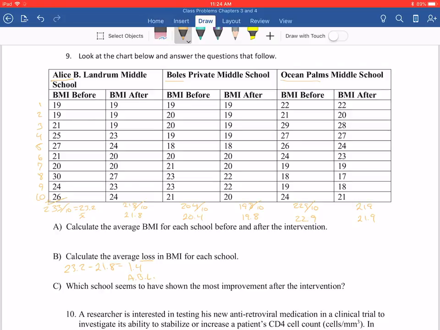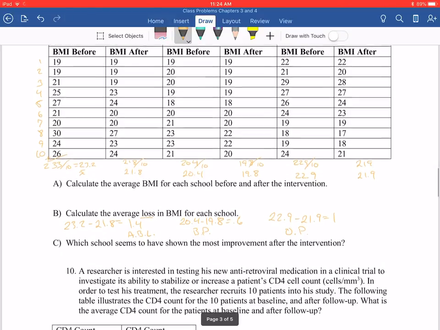And the next middle school, the Bowles private middle school, is going to be 20.4 minus 19.8 equals 0.6. And this is for the BP middle school. And then our last one is going to be 22.9 minus 21.9, which equals 1. And this is for the Ocean Palm Middle School. So that's the average loss.